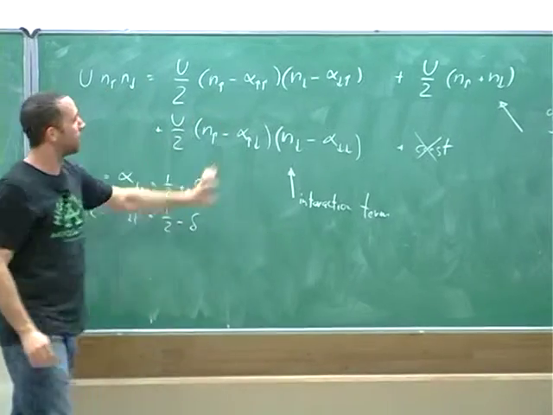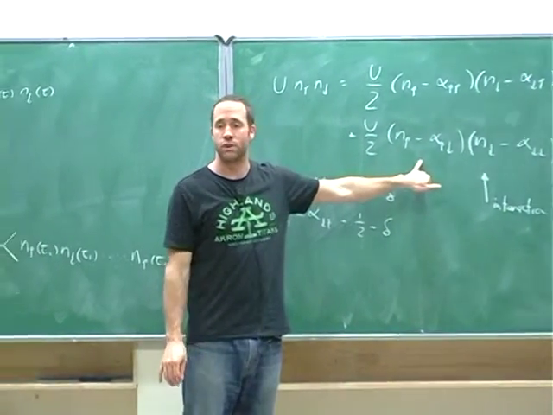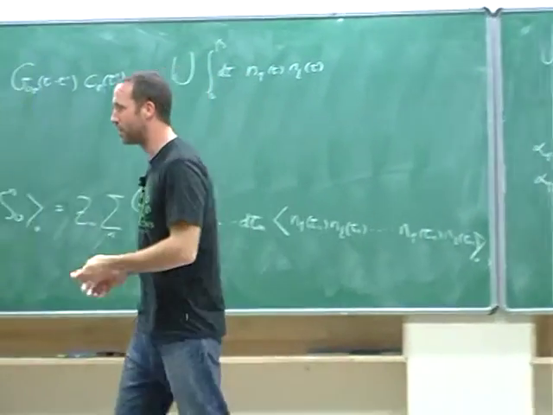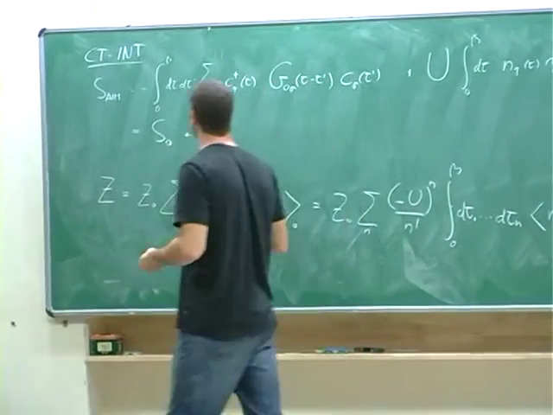So I'll rewrite what I was studying here, but now I'll write this new interaction term instead of just u n up n down. That's the trick. Quite a clever trick, because it completely gets rid of the sign problem.